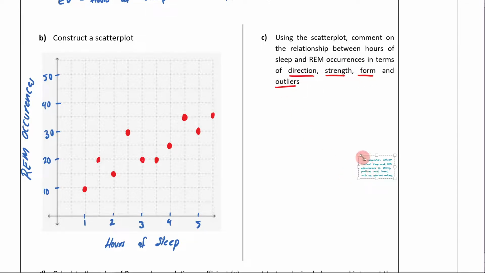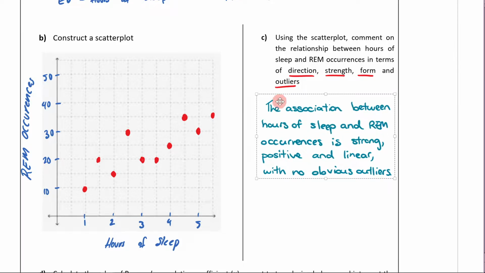Now here is one I prepared earlier. The association between hours of sleep and REM occurrences is strong, positive, and linear, with no obvious outliers. So take note of the fact that I have addressed each of these things. Direction is positive, strength is strong, form is linear, outliers, no obvious outliers. So just make sure that you're addressing everything that the question says. Make sure to pause if you need to write things down, but I'm going to continue going on.